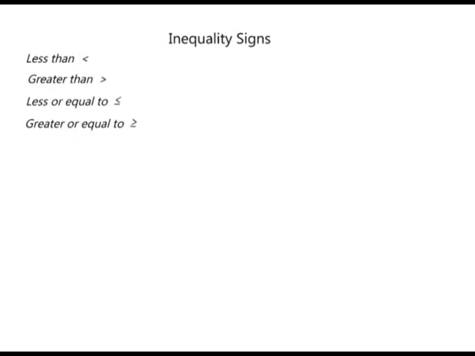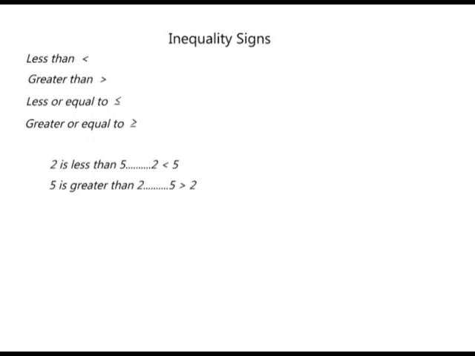For example, take 2 and 5. 2 is less than 5, or you can say 5 is greater than 2. Those two statements can be represented using inequality signs: 2 less than 5 and 5 greater than 2. In inequalities, the sign always points to the smaller number.